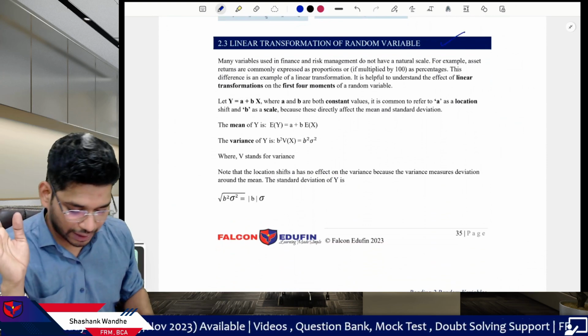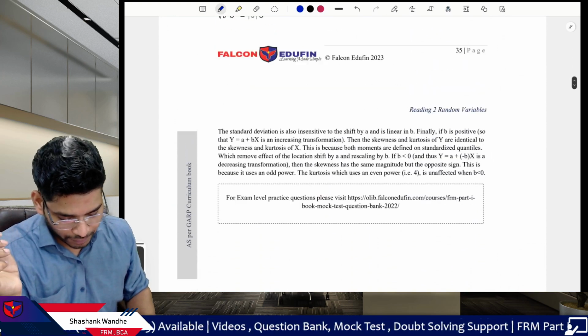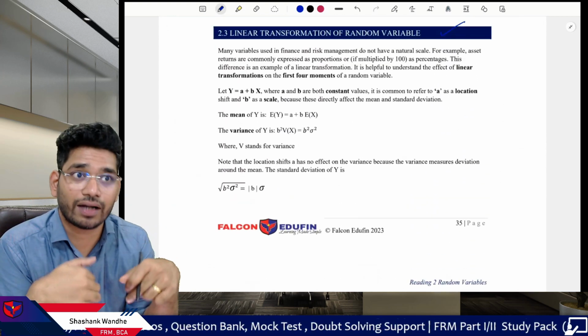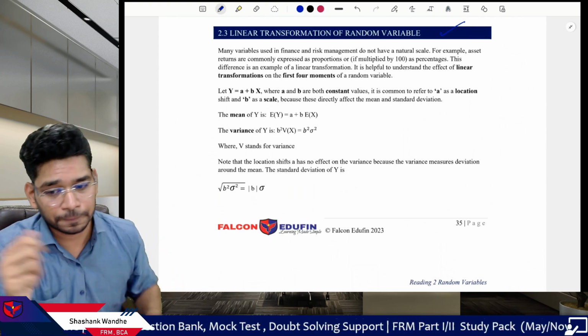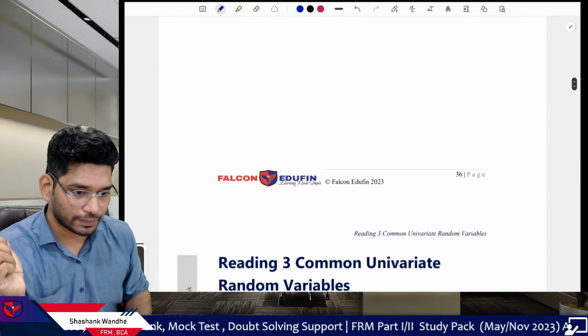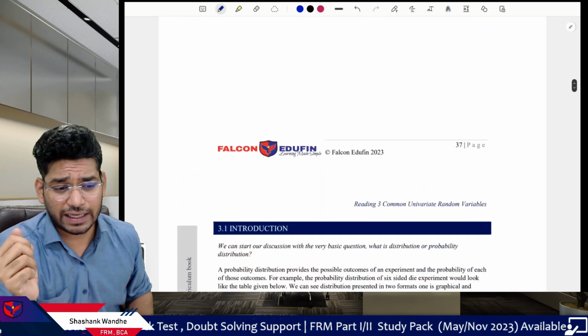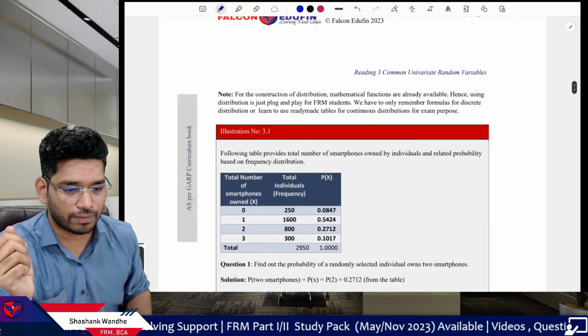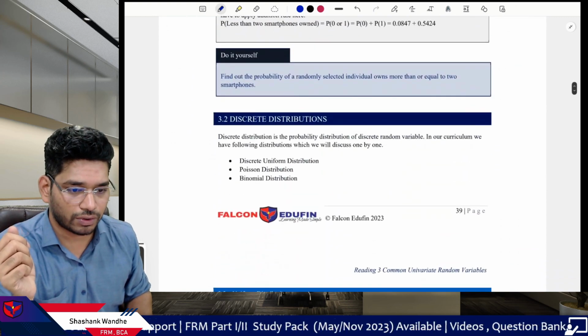Very important, linear transformation of random variables, and you should understand this because now the exam is theory-based and a good theory question can be drafted on this area. Next, common univariate random variables. First section is the introduction. You can move on. You don't need to worry about it.